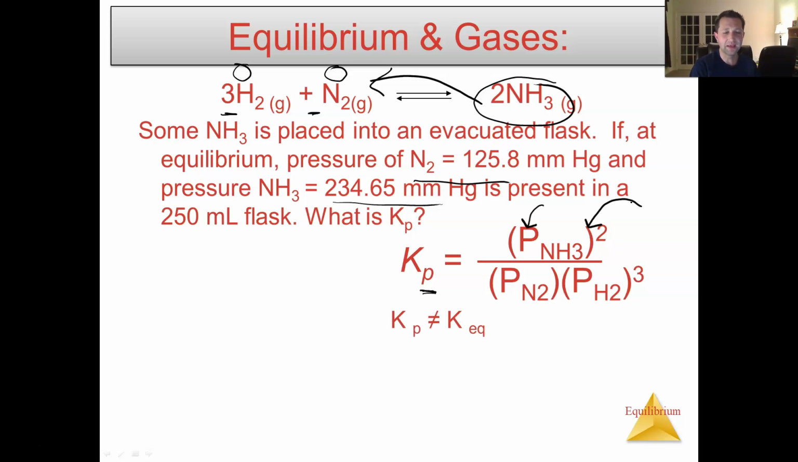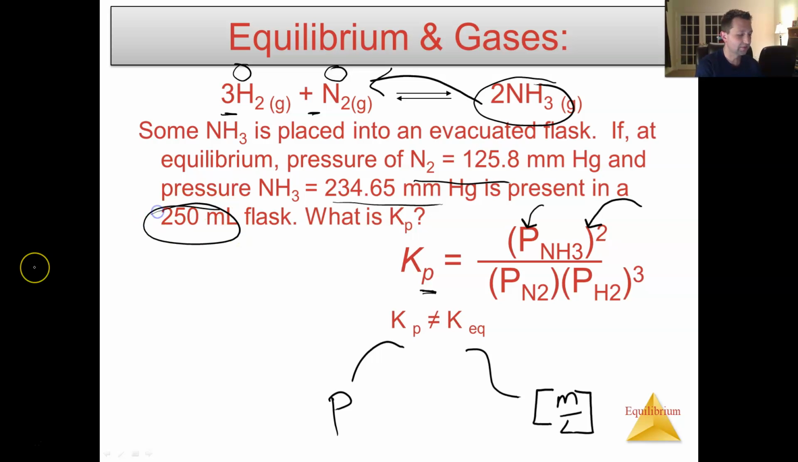It's important that Kp is not equal to Keq or Kc, because Kp is when you deal with pressure. Keq is when you deal with concentration. Okay? I can find the concentration of these gases. Remember, concentration is moles per liter, right? I could find the moles. I know how many liters from the size of my flask. I could figure out what these concentrations are and determine a Keq value. That's going to be a different numerical value from the Kp value because we're using pressures for Kp.